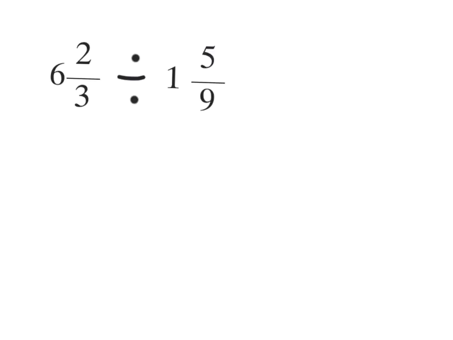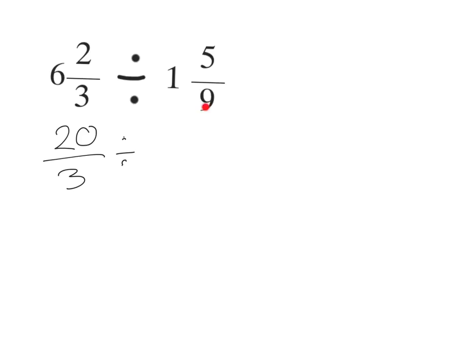We now have a division with mixed numbers. Remember, mixed numbers must always be changed into top-heavy before we add, subtract, multiply, or divide fractions. To do that, we times the denominator by the whole number, so 3 times 6 is 18, and then we add on the numerator, bringing us up to 20. So that becomes 20/3.